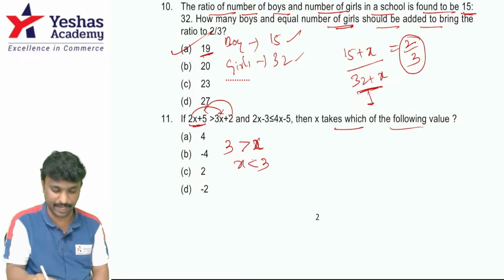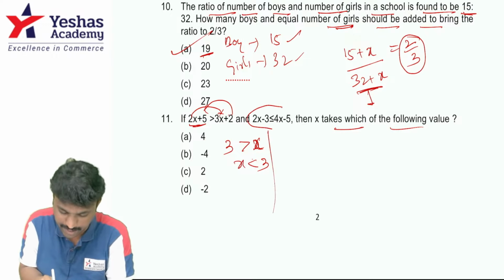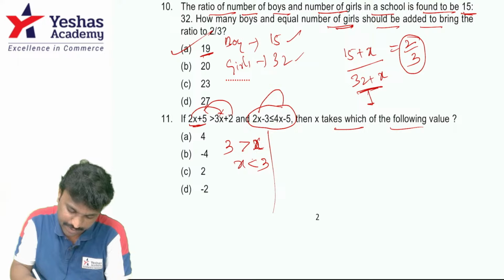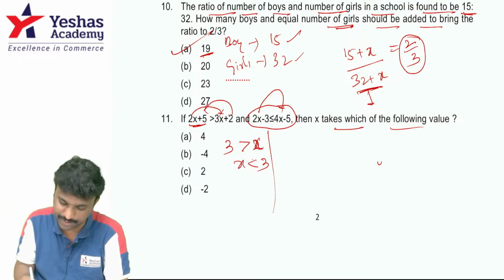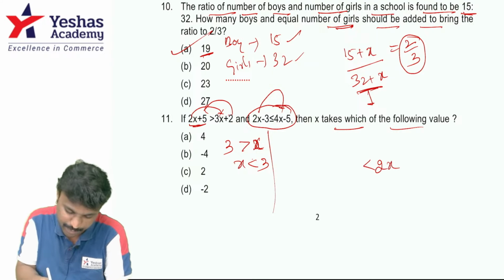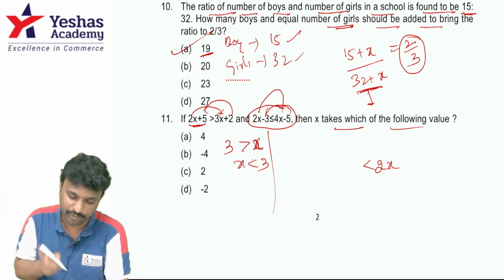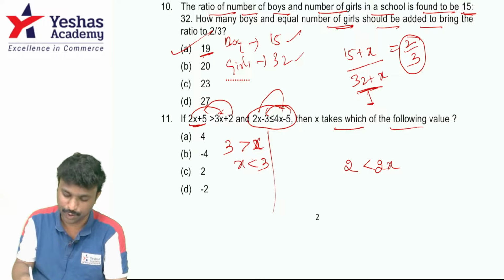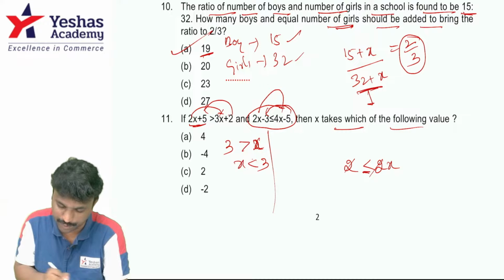So this is the first inequality. The second inequality, combine x terms together. Let me send this 2x here. 4x minus 2x is plus 2x. Minus 5 becomes plus 5 on the left hand side. 5 minus 3 is 2. So 2 cancels. It is less than or equal to. So 1 is less than or equal to x. That means x is greater than or equal to 1.